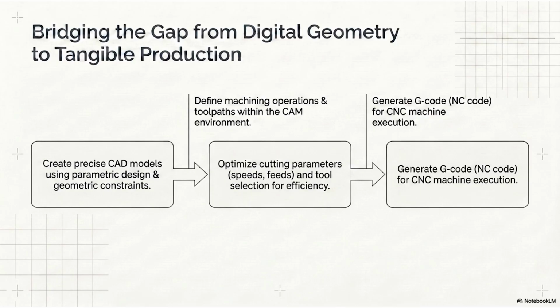We accomplished this by first creating precise CAD models using parametric design and geometric constraints. Then, we defined specific machining operations, optimized our cutting parameters for efficiency, and finally generated the NC code for CNC machine execution. I will now pass the presentation over to Afif to explain our methodology.